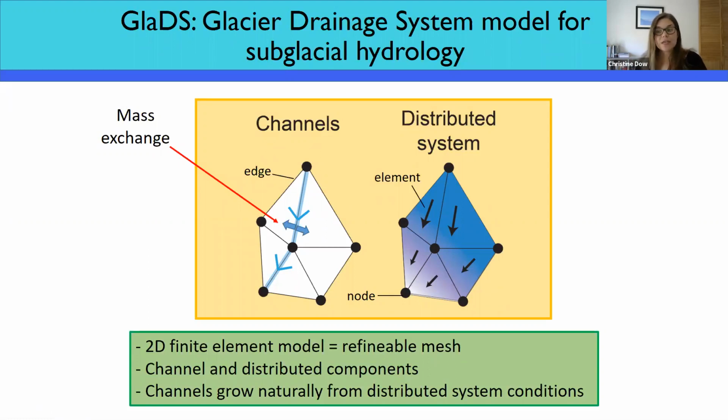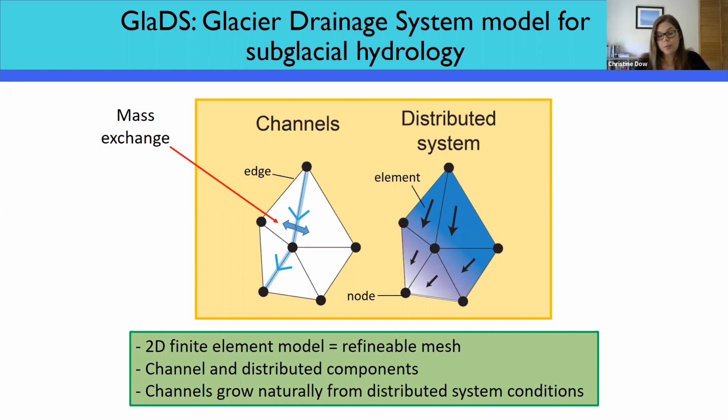It just develops depending on how much water is flowing through the distributed system, the pressure gradients, and how much exchange there is with the channels. So we know that when we see channels in the model, they're forming because of physical processes rather than because we're telling them that they should be there. That makes it really useful and applicable to areas like the Antarctic, where we really don't have a great idea about where channels are flowing otherwise.